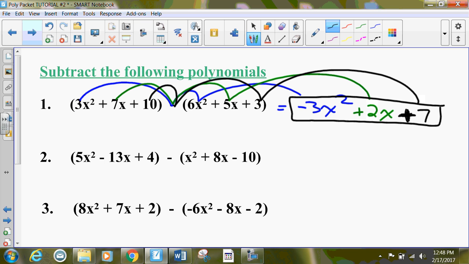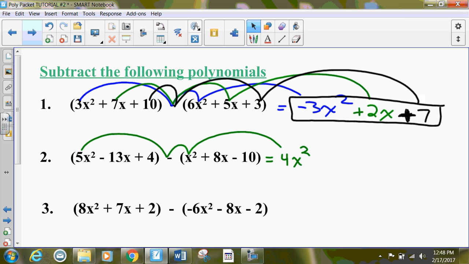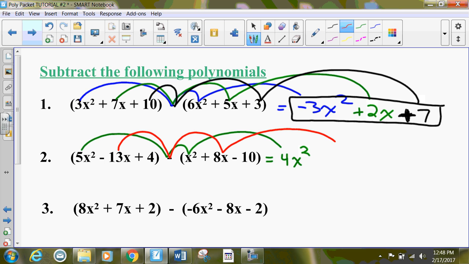So remember that sign. Let's go ahead and bounce off 5x squared minus x squared. That's going to leave us with 4x squared. It's just like 5 cookies minus the cookie leaves us with 4 cookies. If we take negative 13x minus 8x, well, that's going to give us what? Negative 21x. And if we do a 4 minus a negative 10, if I put that in my calculator, 4 minus a negative 10, that's going to give me a positive 14.